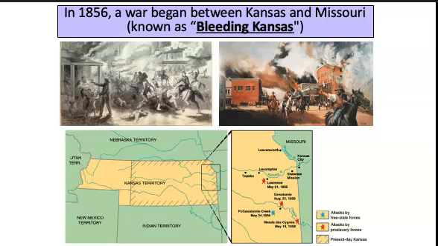This guy's name was John Brown. And what John Brown's going to do is he's going to take several of his sons, and they go to a nearby town and they start dragging pro-slavery people out of their homes and hacking them to death with broadswords. It becomes known as the Pottawatomie Massacre.